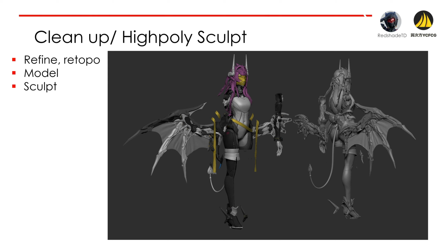Next is the cleanup and high polish phase. In this phase, I will take all the detail or the shapes that I made in the blockout phase all the way to final. So that means all the sculpting, all the modeling, and all the unclear details on your sculpt, you would want to make them all final.